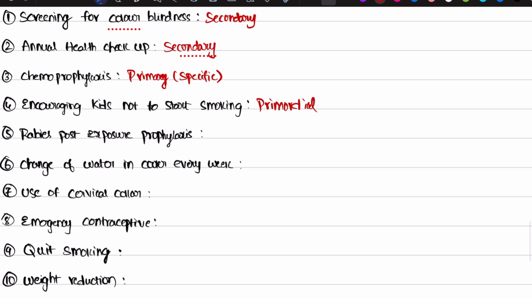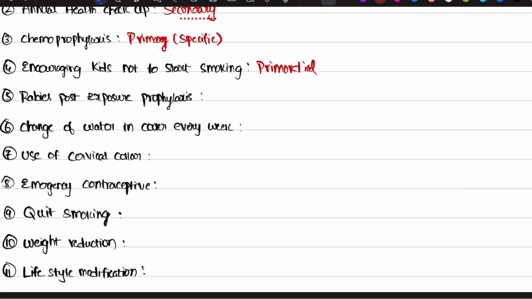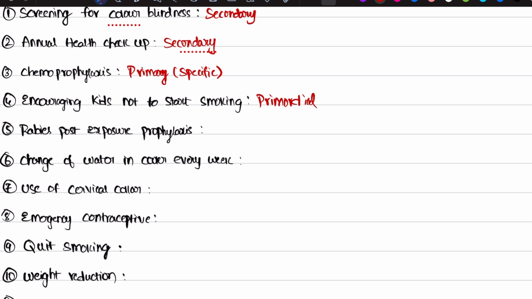And rabies post exposure prophylaxis. If the patient is already exposed to rabies, what are we going to do? The risk factor is present, but no disease is present. See, rabies exposure is a risk factor for him, but no disease is present. So it comes under primary. In primary, is it health promotion or specific? This is only for one person. This is not any advertisement by the government. Okay, it is specific.